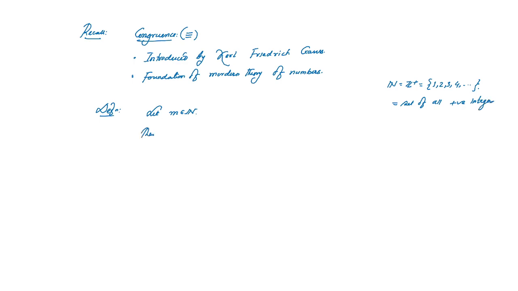Then two integers a and b are said to be congruent modulo m if m divides a minus b.